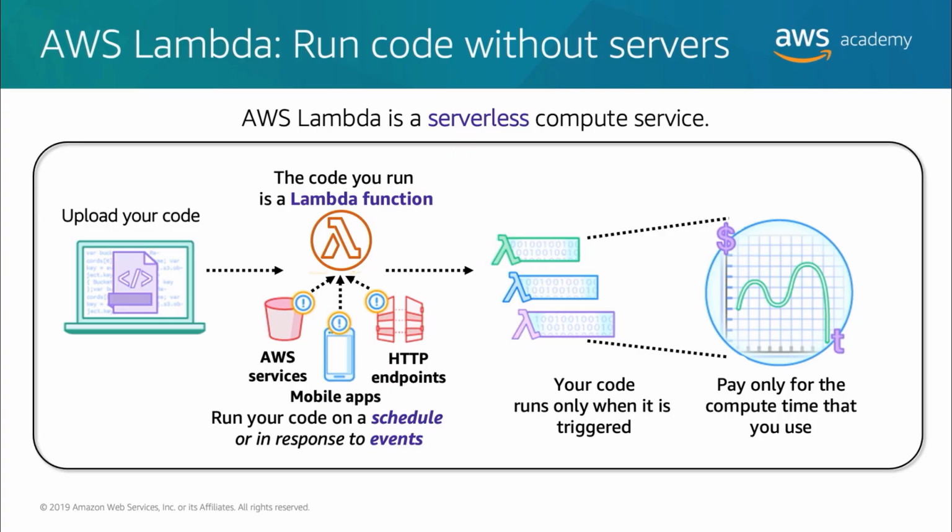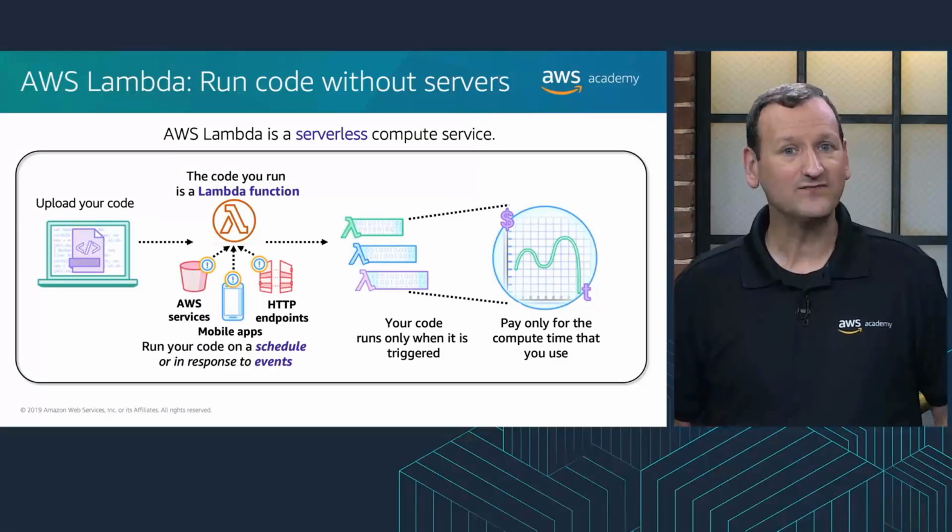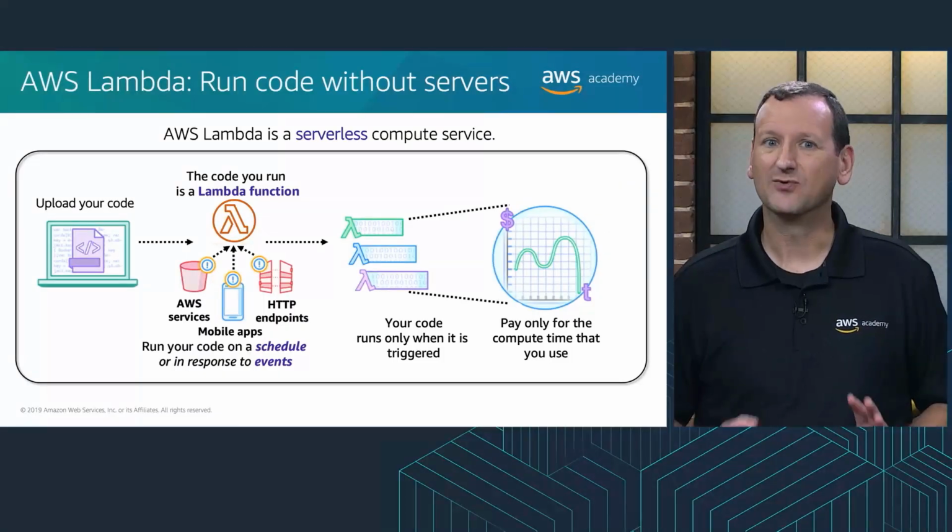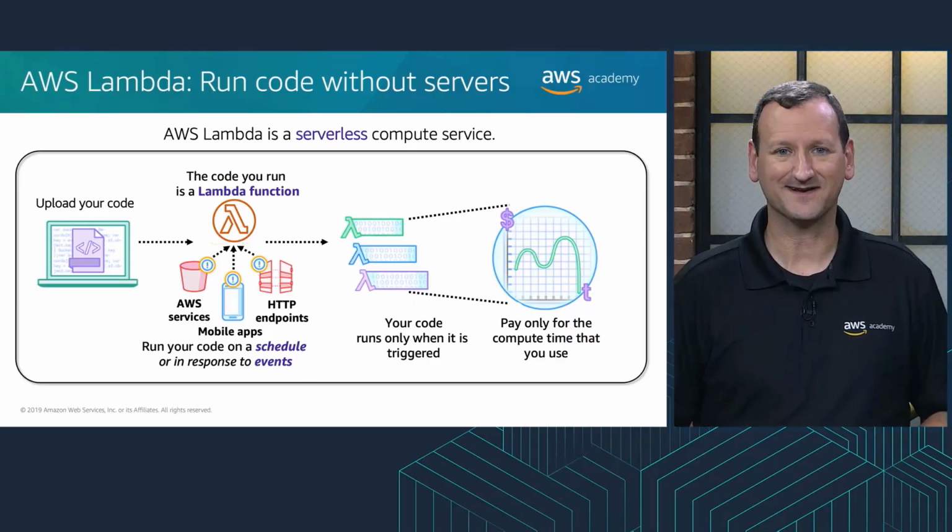AWS Lambda is an event-driven serverless compute service. Lambda enables you to run code without provisioning or managing servers. You create a Lambda function, which is the AWS resource that contains the code that you want to run. You then set the Lambda function to be triggered, either on a schedule or in response to an event. Your code only runs when it's triggered. You pay only for the compute time you consume. You are not charged when your code is not running.